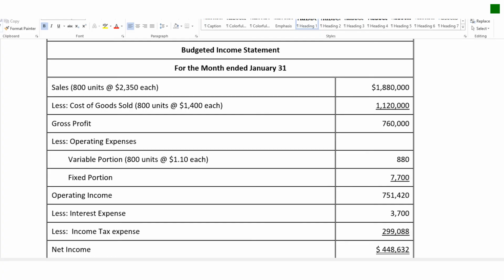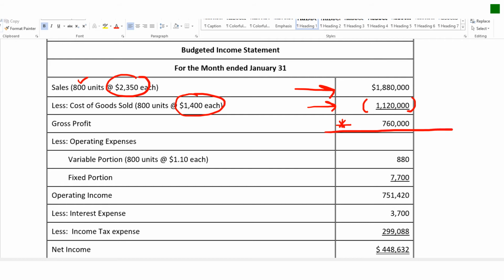Okay, so again, if you look at the start, you got sales. They told you it's going to be 800 scales. Notice 2350 is the sales price. So 1,880,000 is your sales revenue. They also told you the cost was $1,400 each, so that's going to be your cost of goods sold. You just have to multiply that by what you sold. So 1,120,000, that's your cost of goods sold. You would subtract that from your sales revenue. Here's your gross profit of 760.